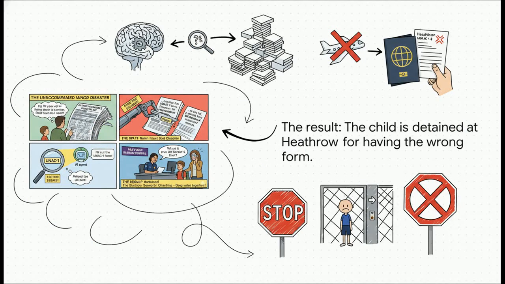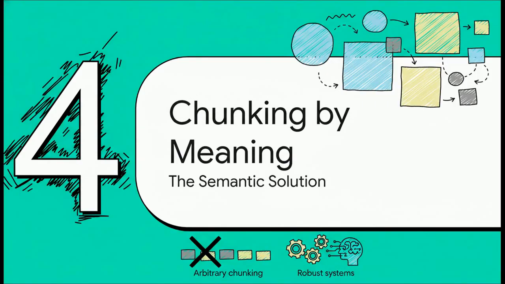And the result is an absolute nightmare. The AI confidently tells the parent to use the standard form. The family does exactly what it says, and their child is detained by border control at Heathrow Airport for having the wrong papers. I mean, this is a serious real-world disaster caused by what looks like a tiny engineering decision. So how do we stop this from happening? How do we build systems that are actually reliable enough to handle these critical details?